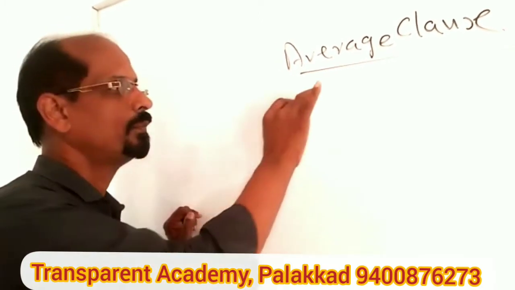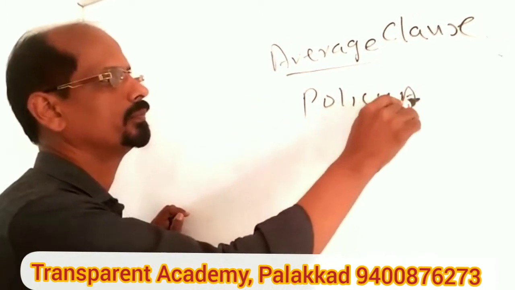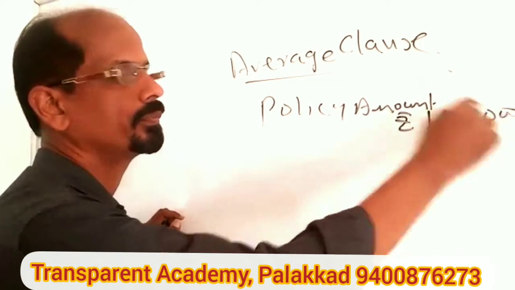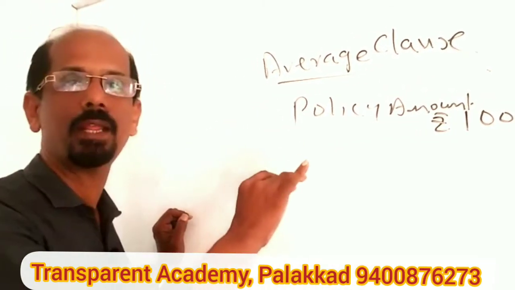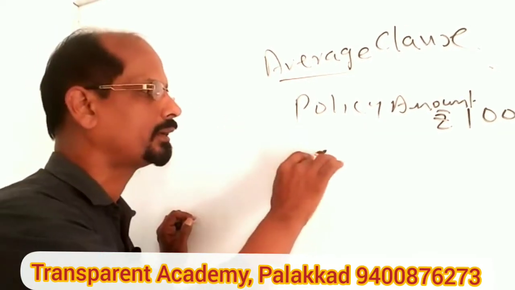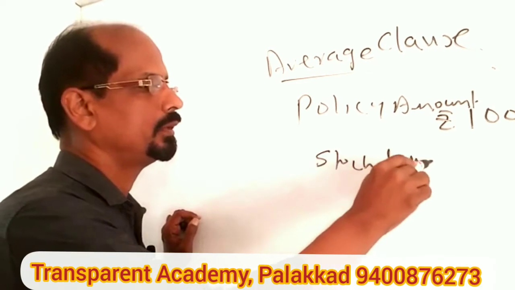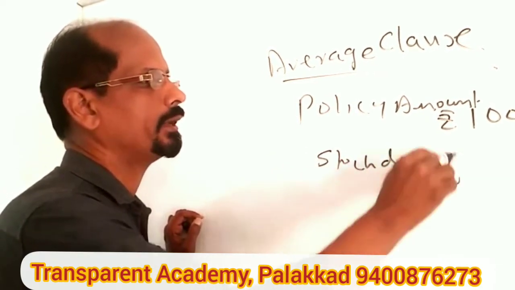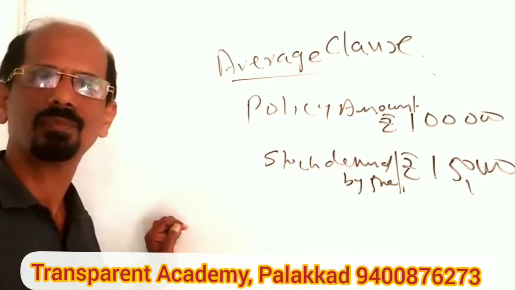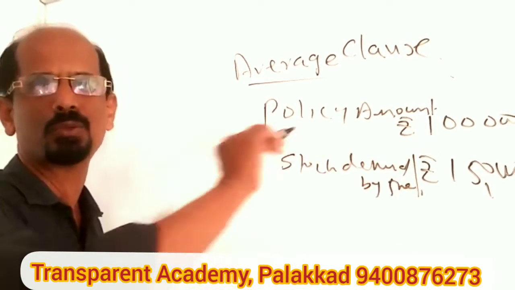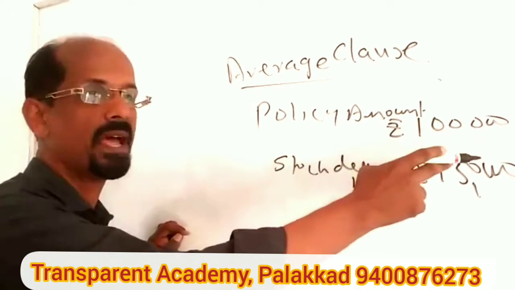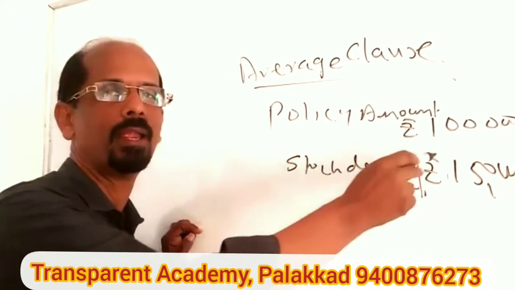Suppose the policy amount is rupees 1 lakh, and in the memorandum trading account, you get the stock at the date of fire, the stock destroyed by fire, as rupees 1,50,000. There is a case of underinsurance. What do you mean by underinsurance? The policy amount is less than the stock destroyed by fire.